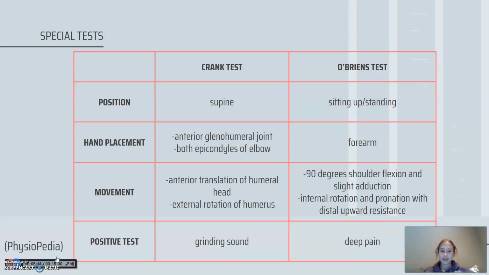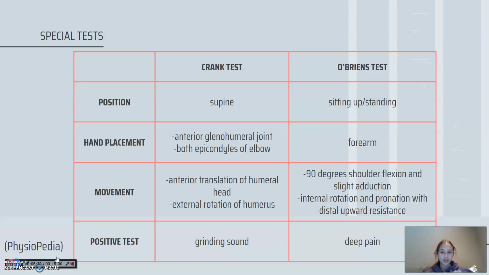You can think of this like McMurray's test for the knee, right? Because you're moving it like that, and you're also going to externally rotate the humerus. And it's also like McMurray's test in that the positive test is a grinding sound, because nothing is smooth in there if you have a SLAP tear.